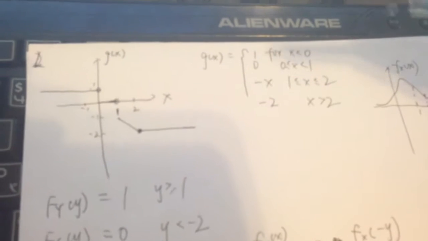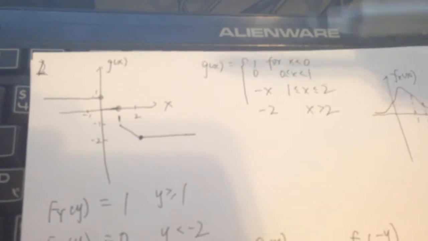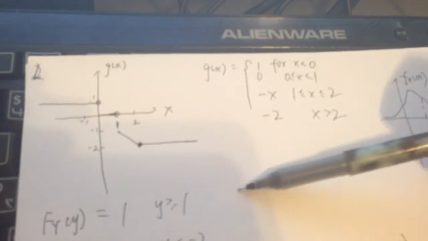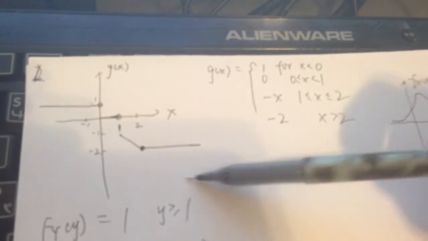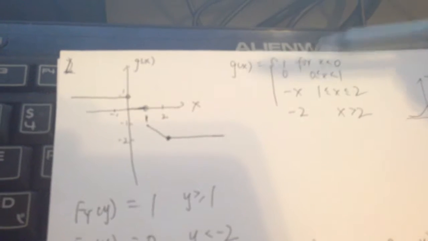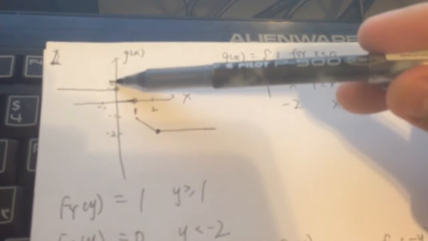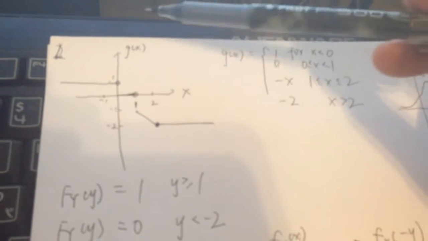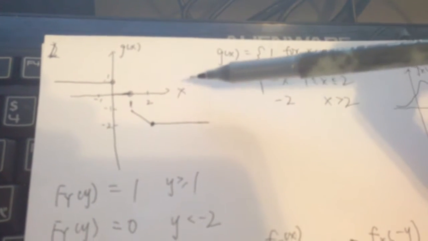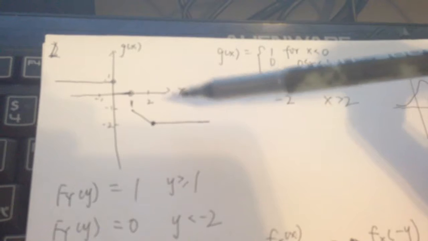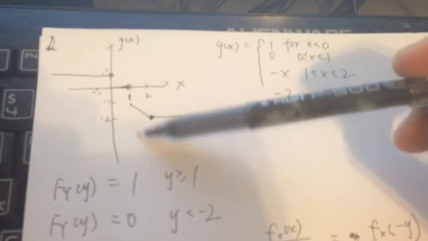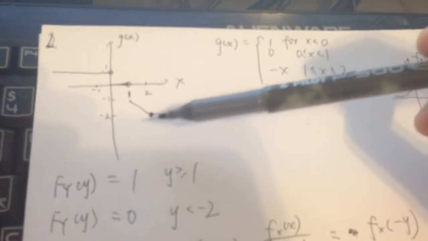Okay, here according to the conditions, we can draw the graph of gx. The graph of gx should be like this. So here we know that when y is greater than 1, y is going this way, dFy of y equals 1. But when y is less than minus 2, dFy of y equals 0.